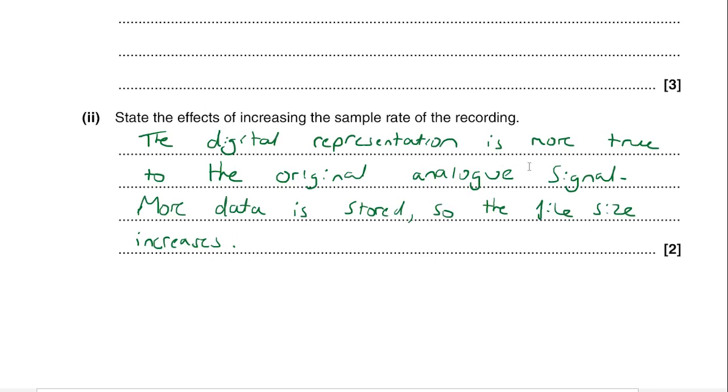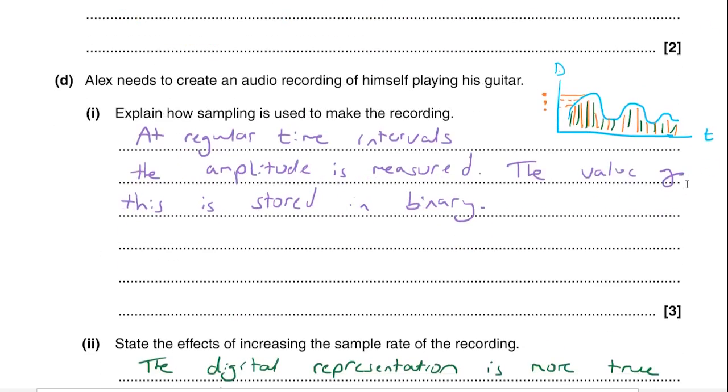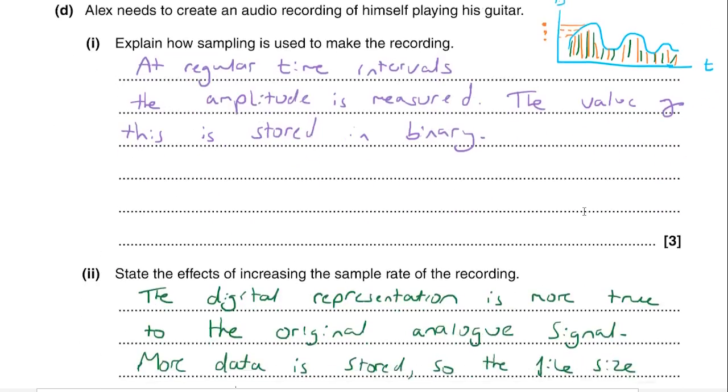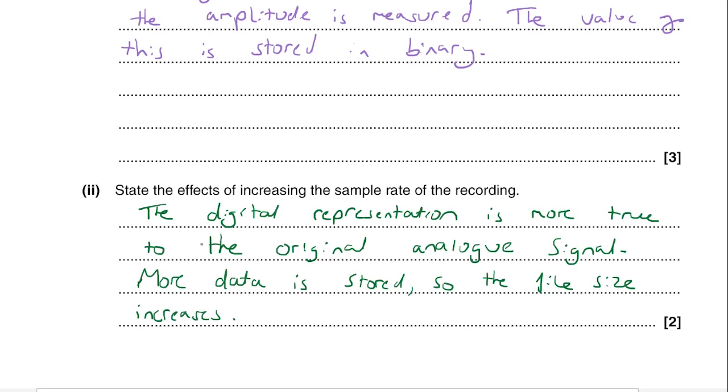So I've said as a two-parter, the digital representation is more true to the original analog signal. I'll explain that in a sec. And then more data is stored, so the file size increases. So you've got to be a little bit careful. I would always avoid saying things like, oh, it will sound better, because that's not totally... It's probably true, but other factors are involved. Like if you are playing it through an awful speaker, it won't sound better to you just because the sample rate's increased. But it does mean the representation is more true to the original signal.